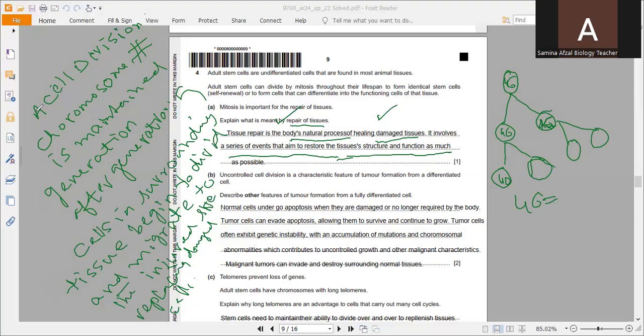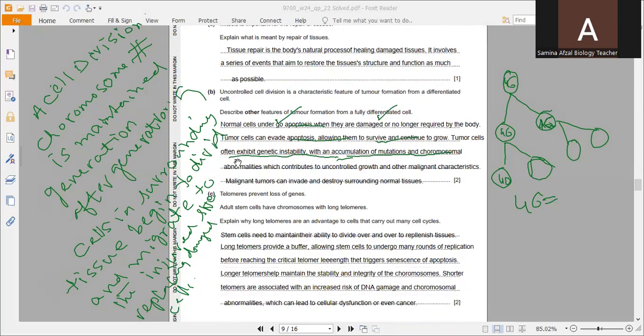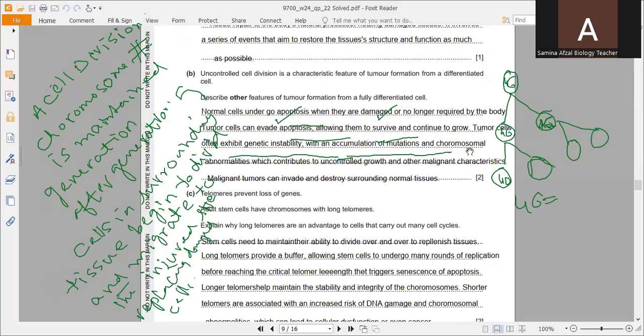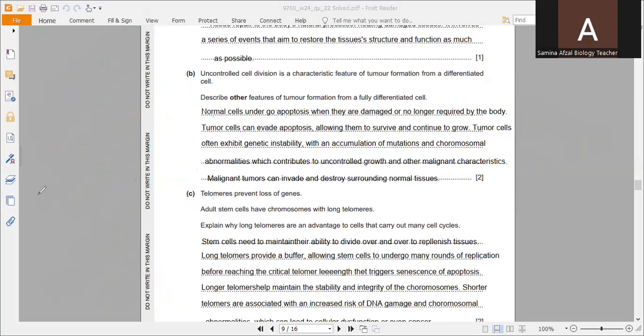Now the next question: uncontrolled cell division is a characteristic feature of tumor formation from a differentiated cell. Describe other features of tumor formation from a fully differentiated cell. Here you can see the question is about tumor formation. What is a tumor? A tumor is formed by uncontrolled cell division. Uncontrolled cell division is a characteristic feature of tumor formation from any fully differentiated cell.